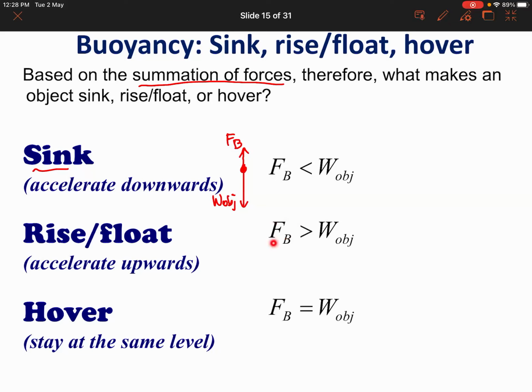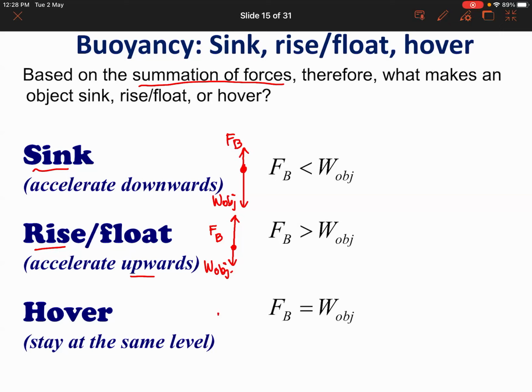If, on the other hand, the buoyancy force is greater than the weight of the object, then you have a greater force provided by the fluid supporting the object. And once again, Newton's second law of motion says that since the buoyancy force is greater than the weight force, the net force will be in the direction of the buoyancy force, and the acceleration will therefore be upwards in the direction of the buoyancy force.